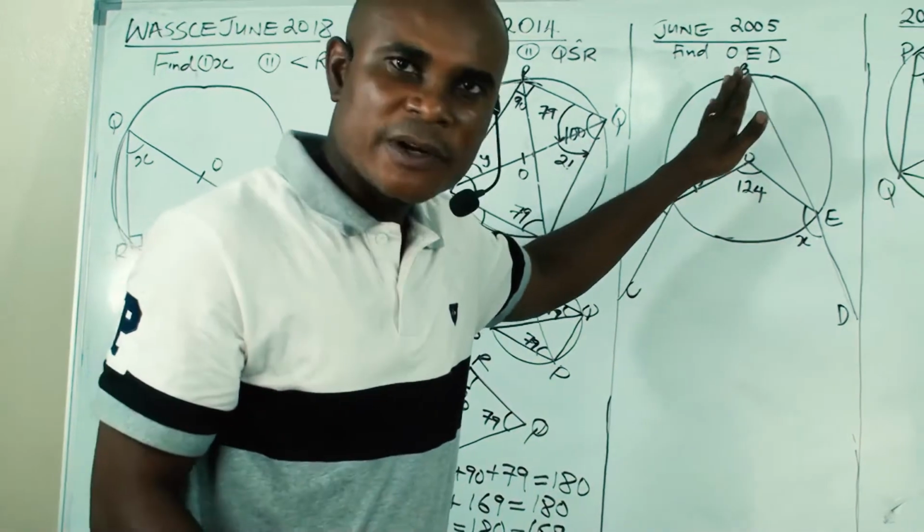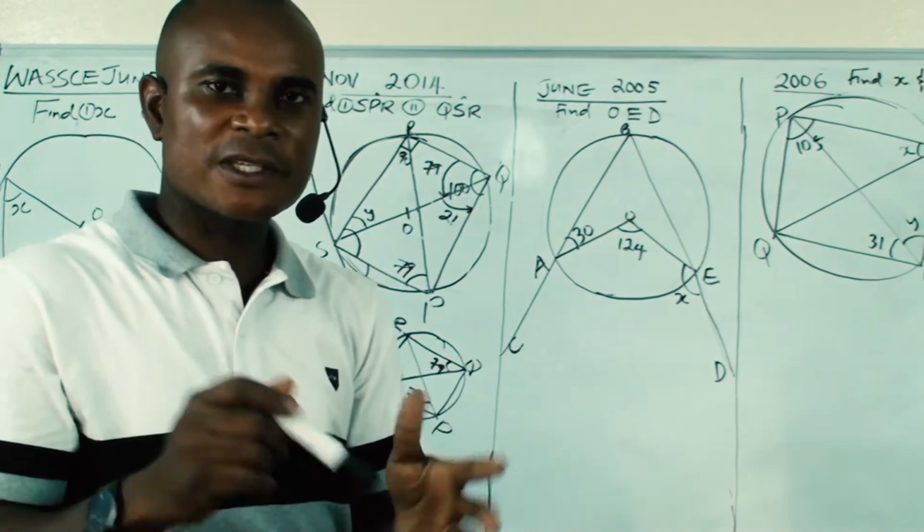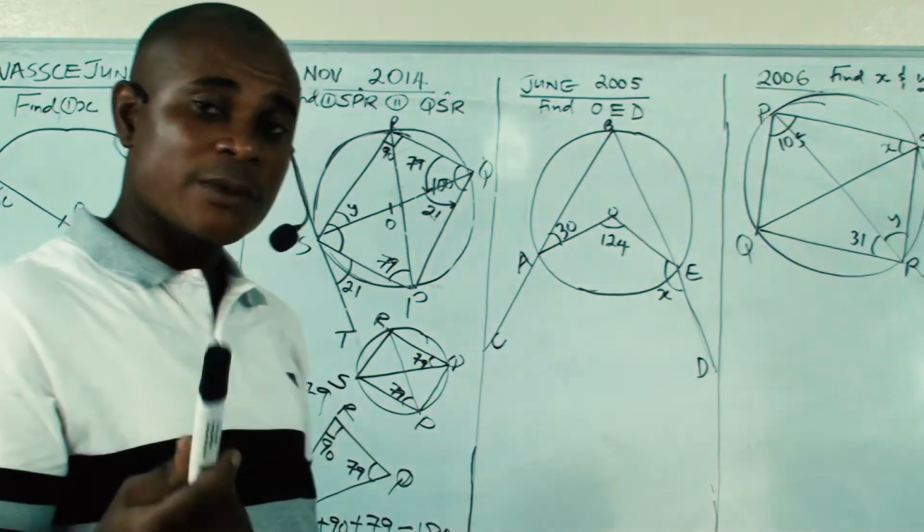So watch, this is about the first theorem. The first theorem, we said the angle which the arc of a circle sustains at the center is twice any other angle formed on the remaining part of the circumference. Sometimes it's just the theorem.